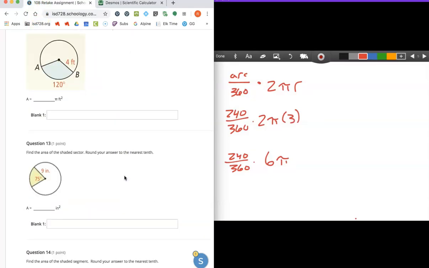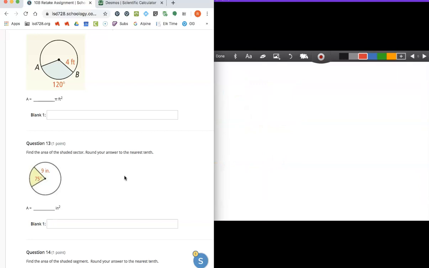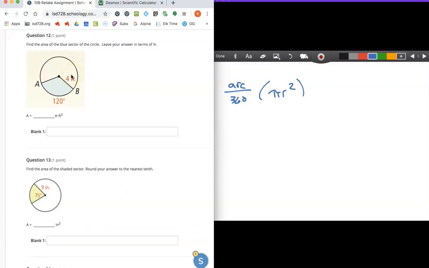All right, so now let's look at how this can be different. If they want the area of a sector, now it's still something out of 360, the arc out of 360, but now it's times pi r squared, because that's our formula for the area of a circle. So the amount of degrees out of 360 for this one is 120. So we would go 120 over 360. But this time we're doing pi times r squared, which is 4 squared. So we're doing basically 1/3 of 16 times pi.